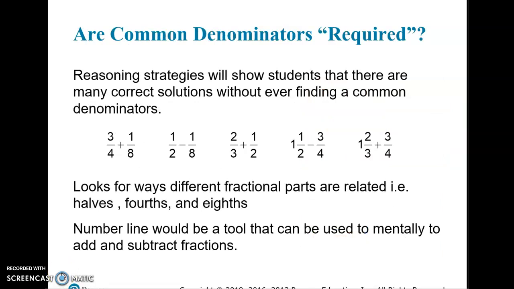Using reasoning strategies, students can see that many correct solutions are found without even finding a common denominator. Number lines can be used to solve addition and subtraction situations without finding a common denominator. You can also use fraction strips. Importantly, fluency requires choosing a strategy, so encourage students to decide on a strategy and continue to encourage reasoning strategies even after students learn to find a common denominator to add or subtract.